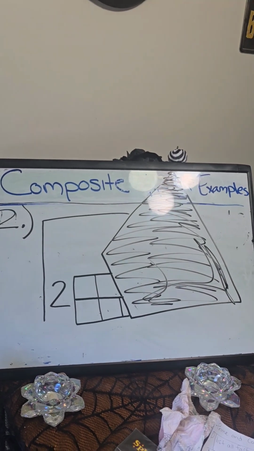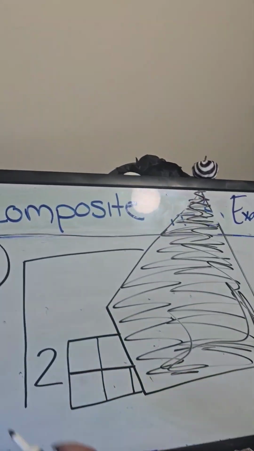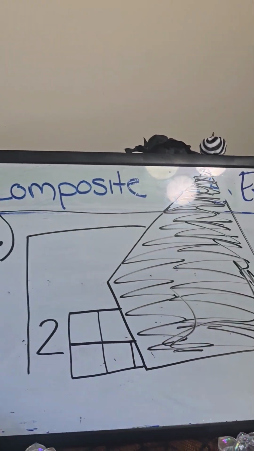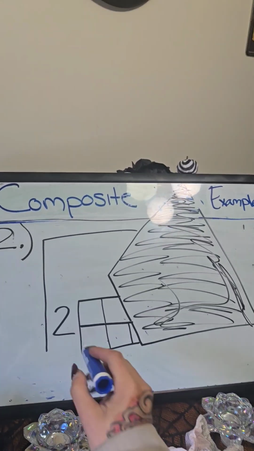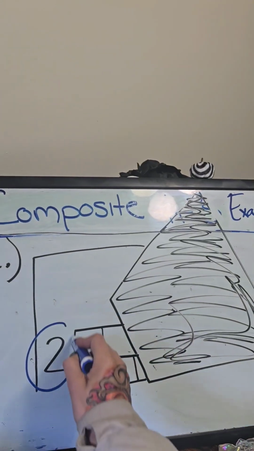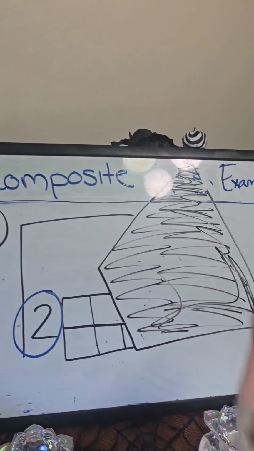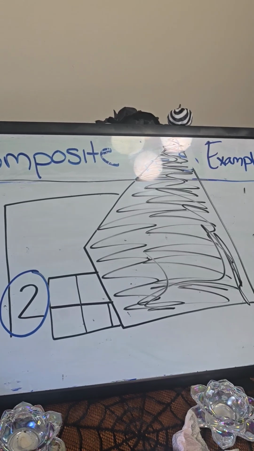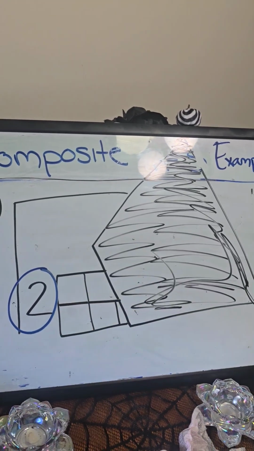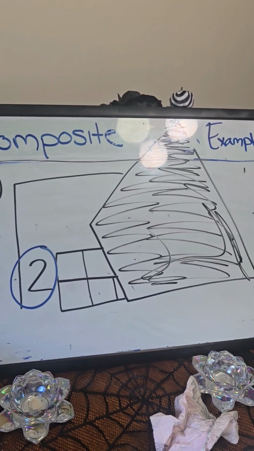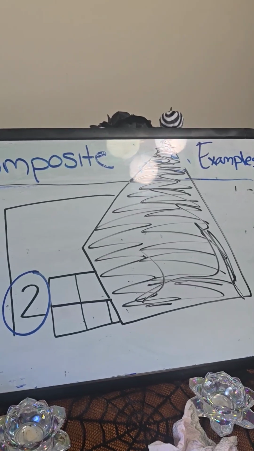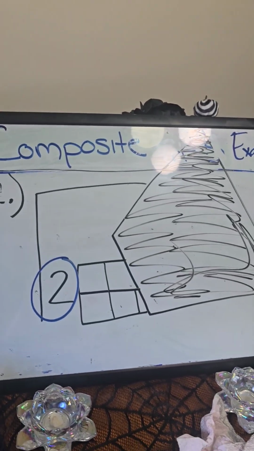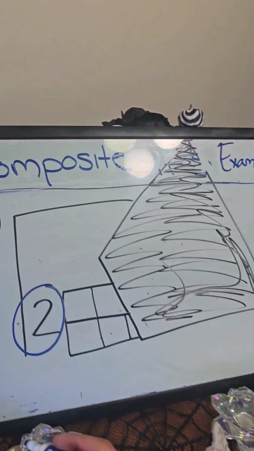Well, the only number we can see, let me use a different color, hold on. So the only number we can see is number 2. So everything else doesn't matter. It's asking us, essentially, is 2 composite or prime? So Sarah says that 2 is composite. Is she right? Let's find out.